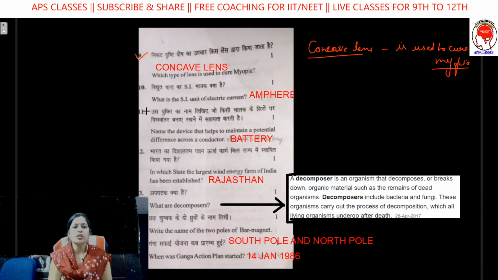Next is question number 10, and the question number 10 is what is the SI unit of electric current? So the SI unit of electric current is ampere.